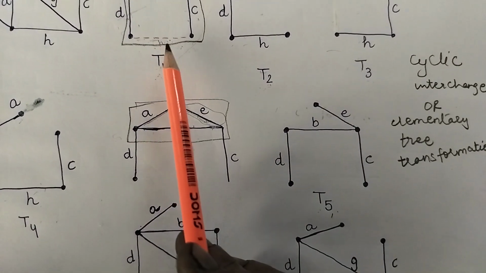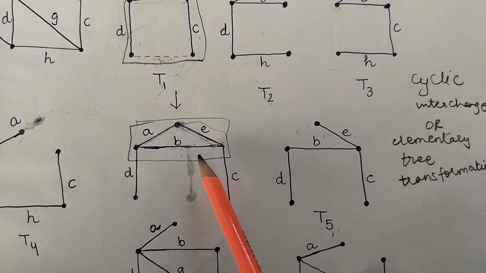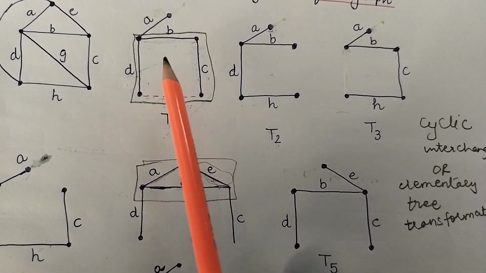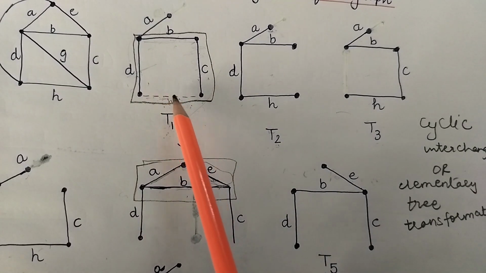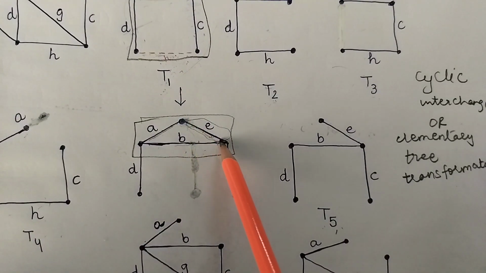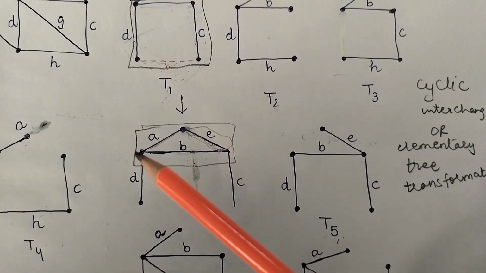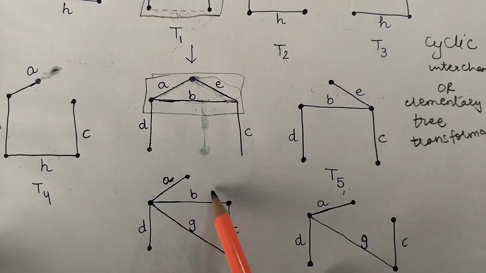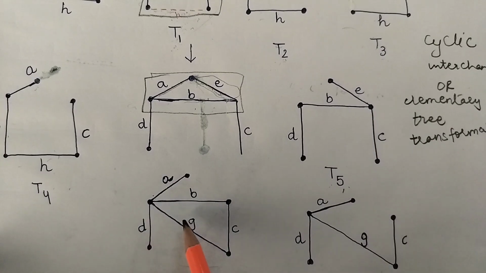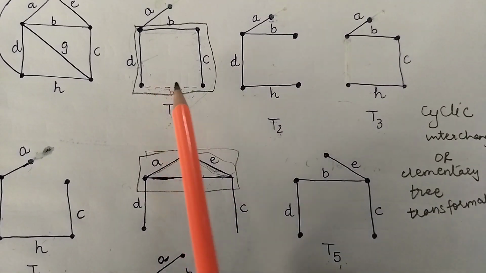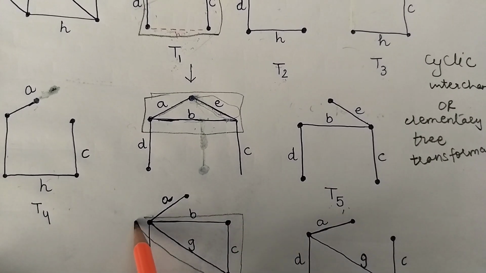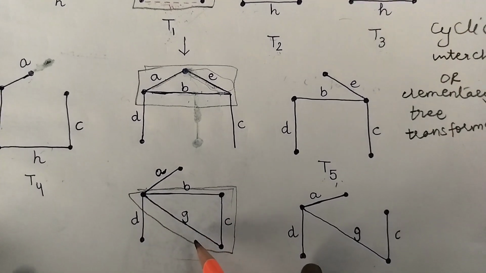Now instead of adding chord H or chord E, if I add chord G to the spanning tree T1, first we added chord H. Second time we added chord E. Now the third time we'll see by adding chord G. This time I'm not adding chord E or chord H. I added chord G to the spanning tree T1. So again a fundamental circuit B, C and G is formed here. This is the fundamental circuit I'm talking about.